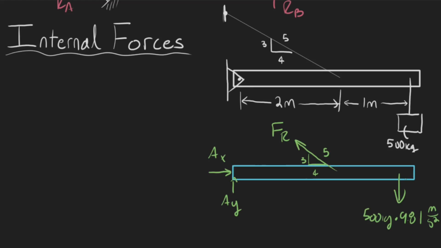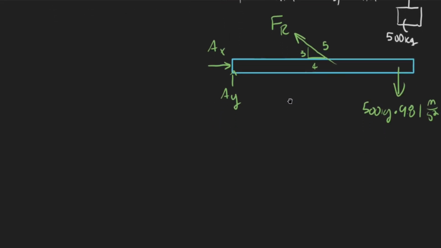What we could also do is we could just look at a section of this beam. So for example, let's say I just like cut through it here, right? So I have my beam right here. And then let's just say I pick right in the middle, right? So right here, I want to cut it.